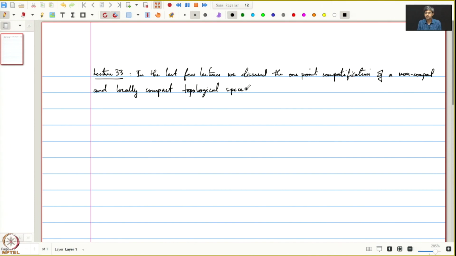So let me make a remark on what happens when X is compact. So in the results we proved we had assumed that X is not compact, but X is locally compact. But what happens when X is compact? So if X is compact, then X is also locally compact.